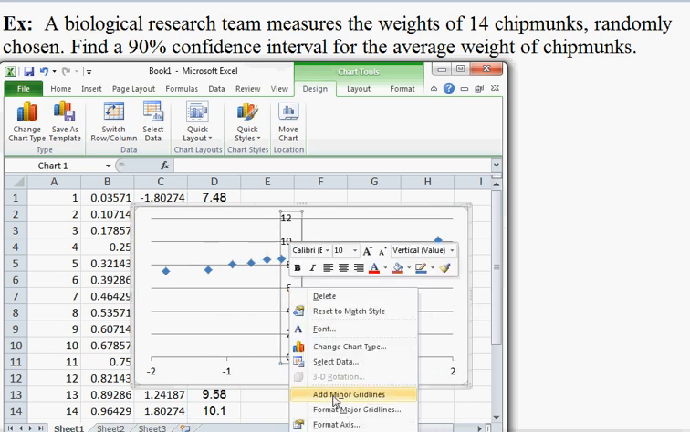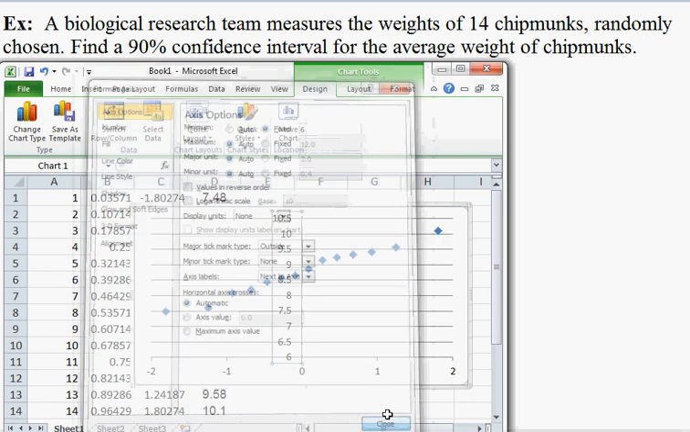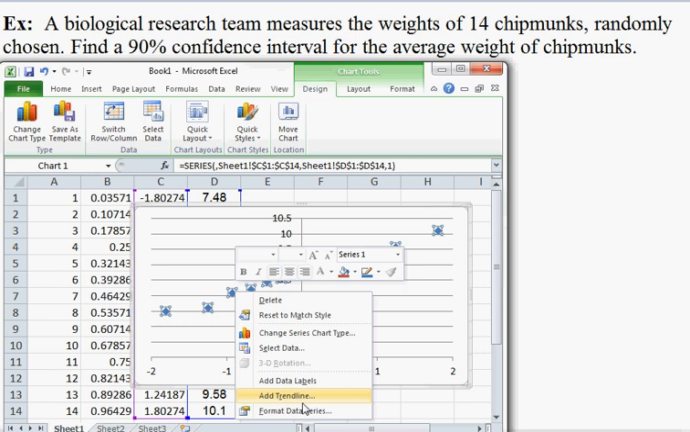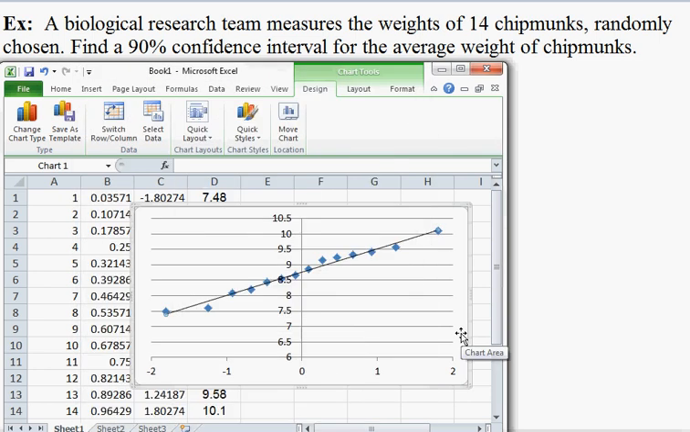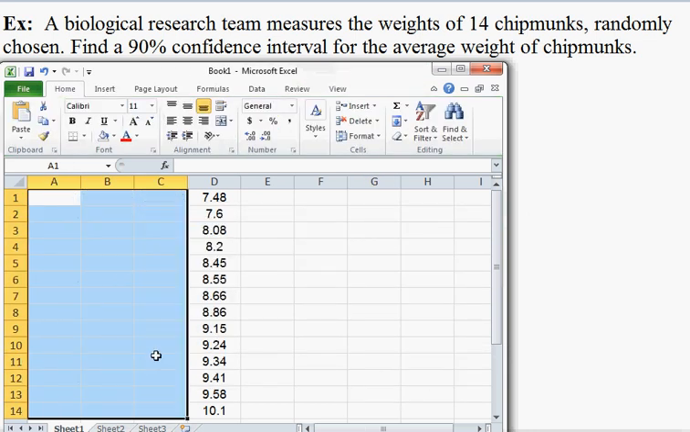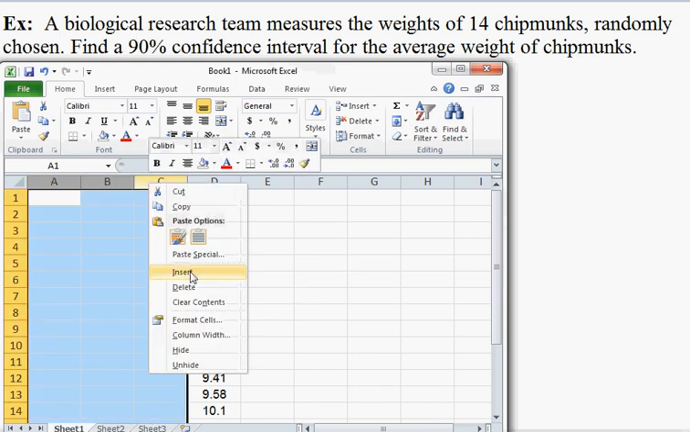Let me change the axes on the y-axis to get a little bit more detail. And we do have data that reasonably follows something that's close to a straight line. And so the t-distribution is justified for this particular data set. So with that as a prelude, we can now turn to the problem at hand, which is actually computing the 90% confidence interval for the data.